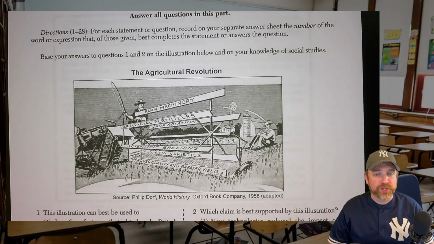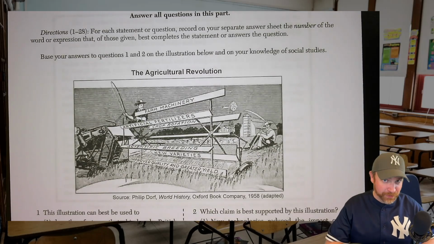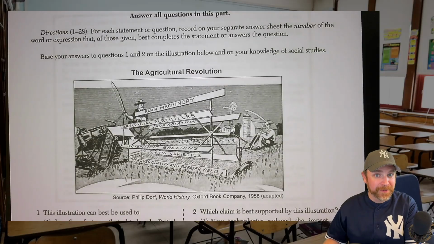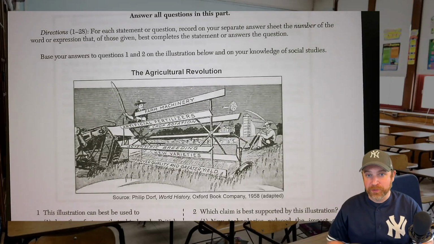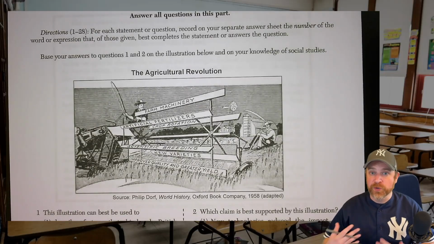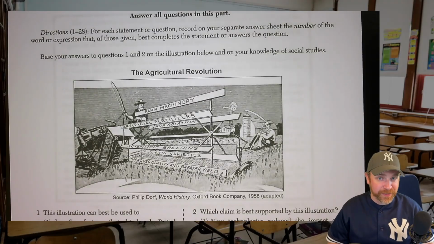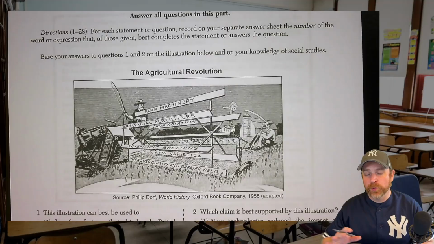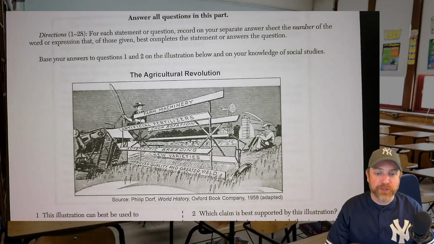And a lot of historians credit this revolution for creating the conditions necessary for the Industrial Revolution to happen. So without the Agricultural Revolution, you wouldn't have, in theory, an industrial revolution, okay? Because the agricultural revolution is going to create an abundance of food and increase the population and cause a lot of people to migrate to cities in search of factory jobs. But we'll get to all that in a second. Okay, so let's take a look at the cartoon first.